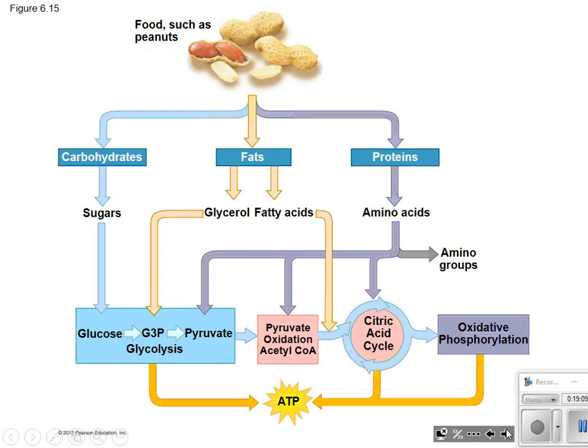Now, here's a little diagram. We don't need to write this down, but it's just relating how, over here, we have carbohydrates, the sugar, the glucose. The glycolysis, the pyruvate, oxidation into acetyl-CoA, citric acid, oxidative phosphorylation. All those things should be sounding familiar now to you, shouldn't they? All parts of cellular respiration.